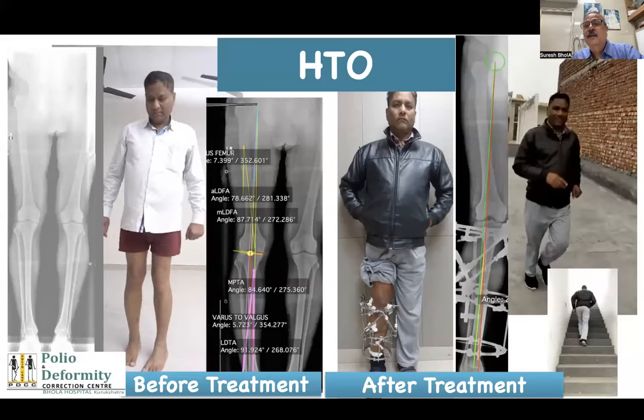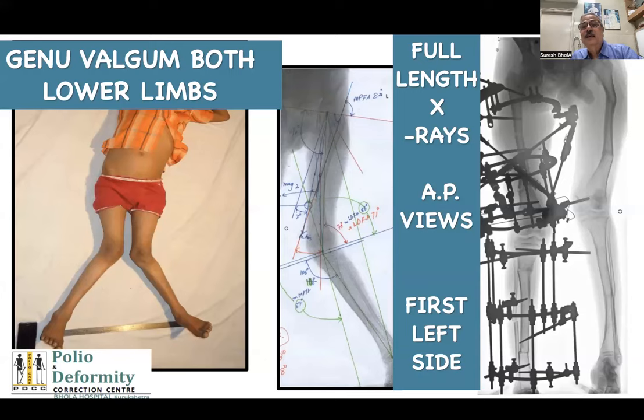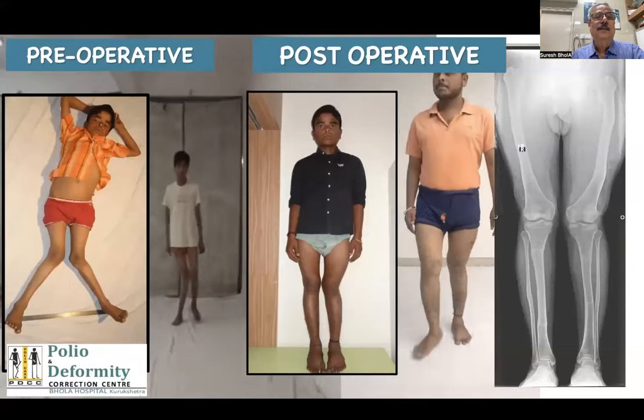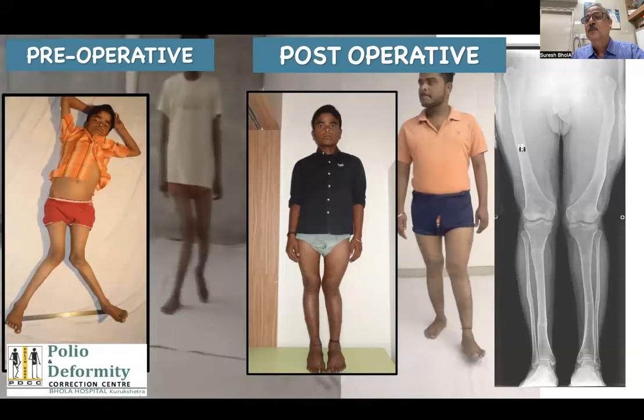Another field is genu valgum, both lower limbs. In this case, the left side was done first. We found the femur is at fault at two places, and the tibia also at two places. So first we did the left side, after that the right side. The left side was corrected with the help of Ilizarov and hinges. The right side was corrected with the help of Ilizarov and hexapod. These are the preoperative and these are the postoperative.